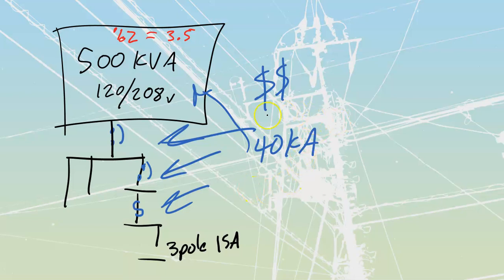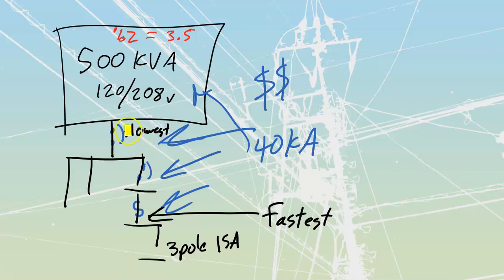Each of these still has to be able to interrupt this 40 kiloamps, but rather than them all having roughly the same time to respond, whatever is furthest downstream is going to be fastest, and whatever is furthest upstream is going to be slowest. I'll write that over there.